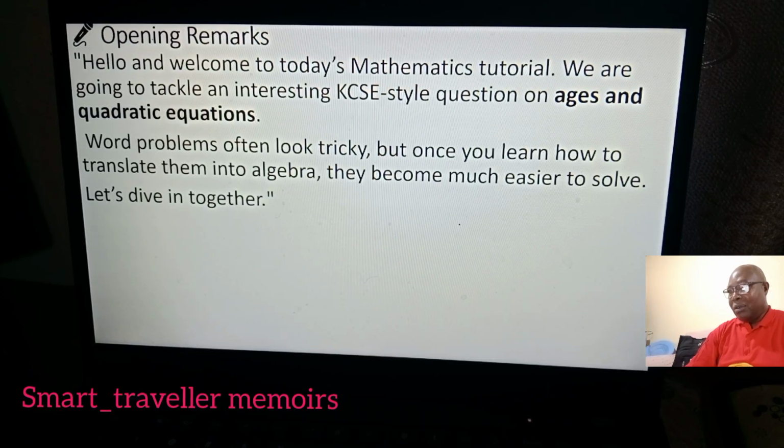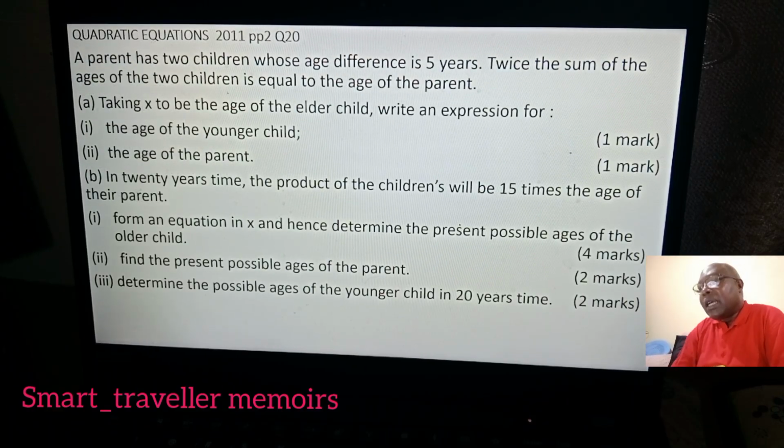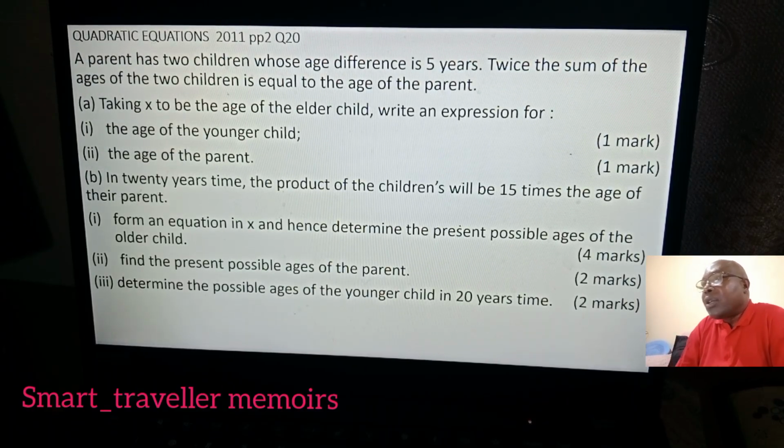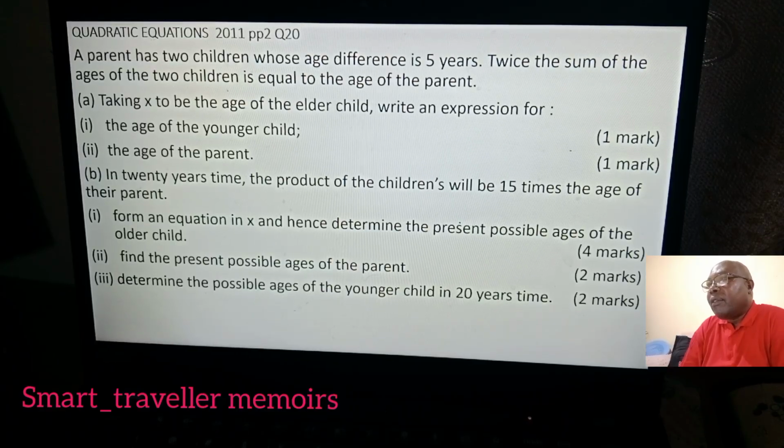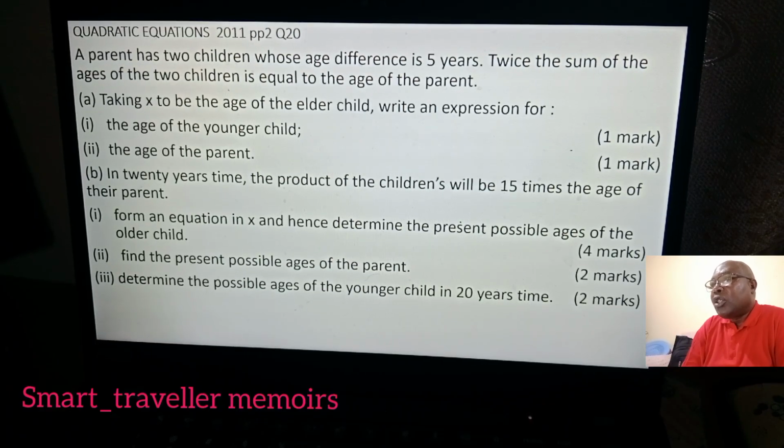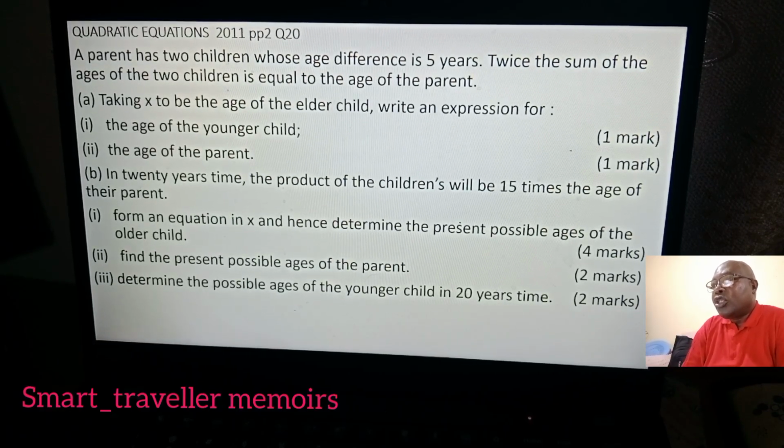We are going to tackle an interesting KCSE style question on ages and quadratic equations. Word problems often look tricky, but once you learn how to translate them into algebra, they become much easier to solve. So let's dive in together. This question was done in the year 2012 in Mathematics Paper 2, and it was question number 20.